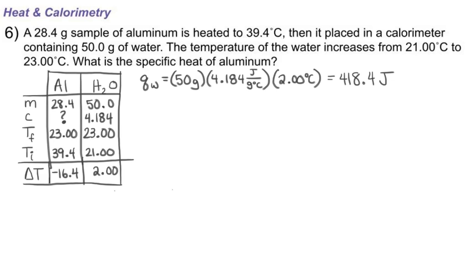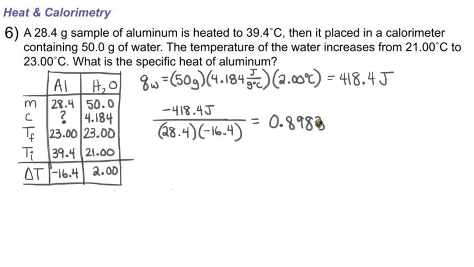My Q of the aluminum is negative 418.4 joules divided by my mass and my change in temperature. So divided by 28.4 times negative 16.4. When I solve this equation, I get 0.8983, and I should round to 3 significant figures in the end.